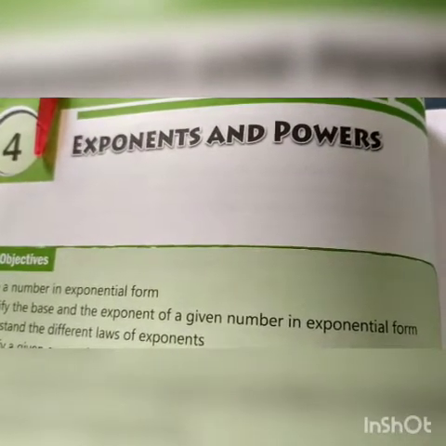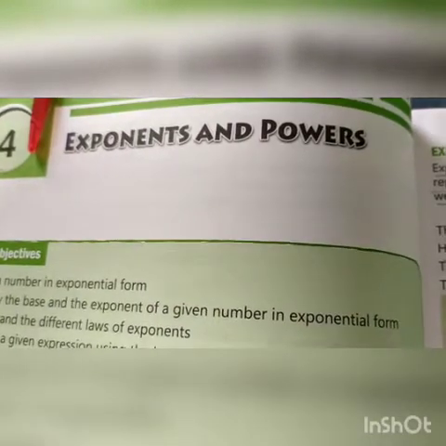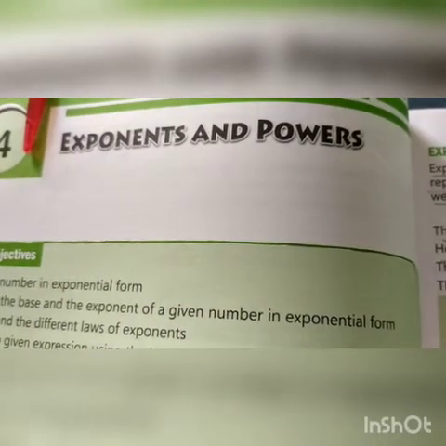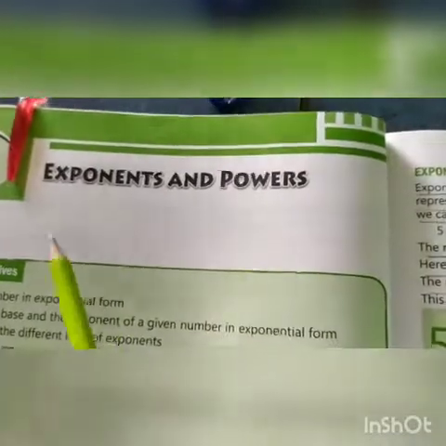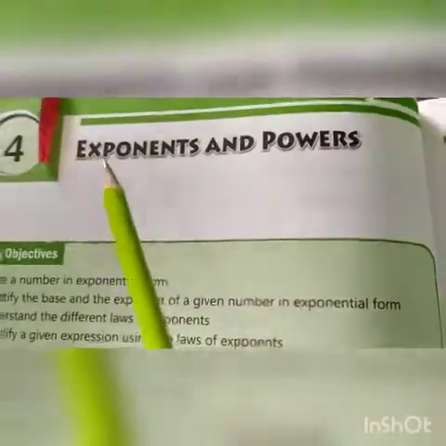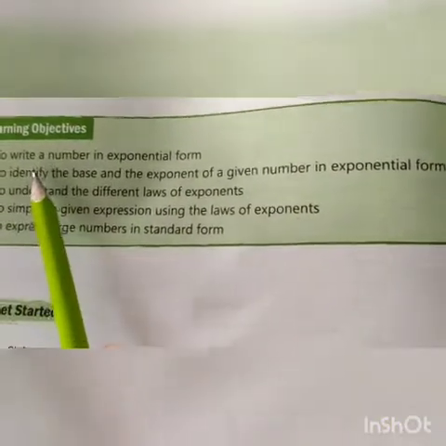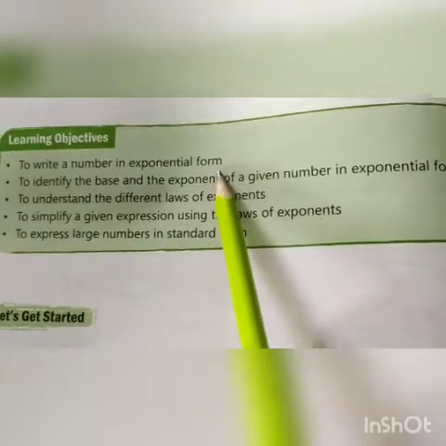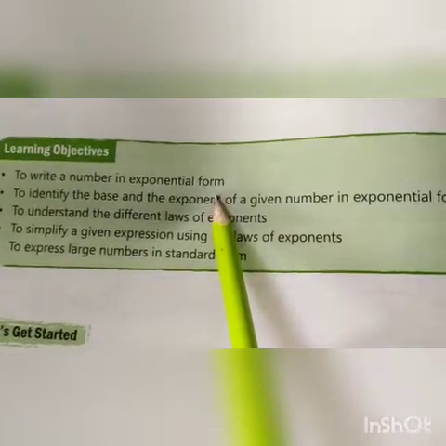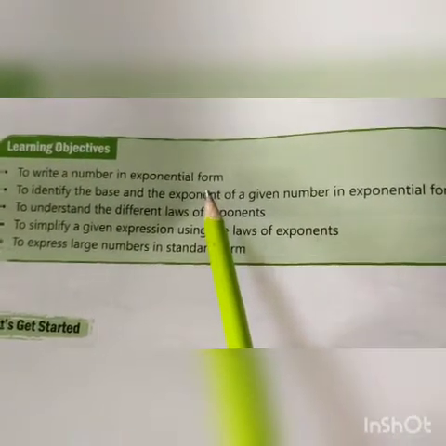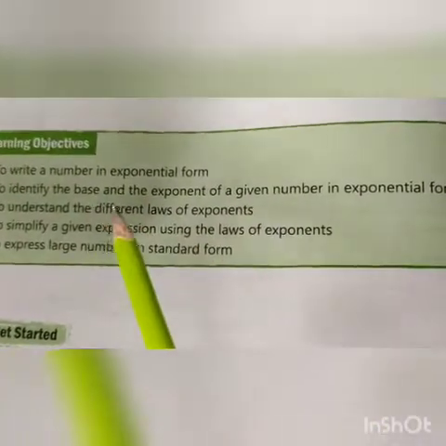Students, in the previous class, I completed chapter 3, that is rational numbers. Today I am going to start the next chapter 4, exponents and powers. In this chapter, you will learn how we can write a number in exponential form. Means, if we have to write a larger number in shorter form, then how can we write it?